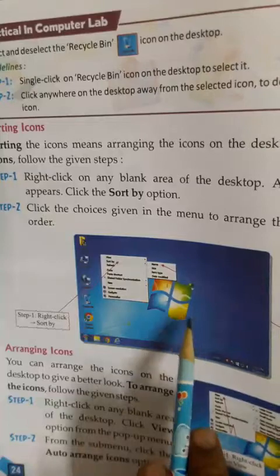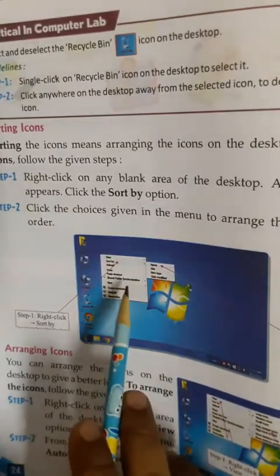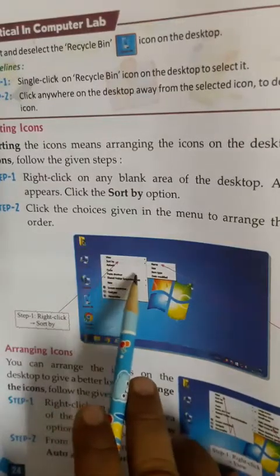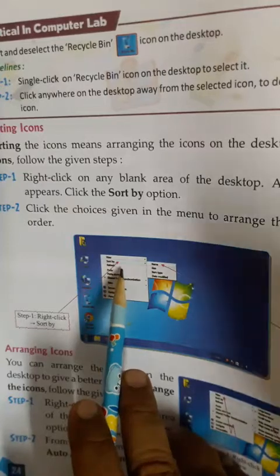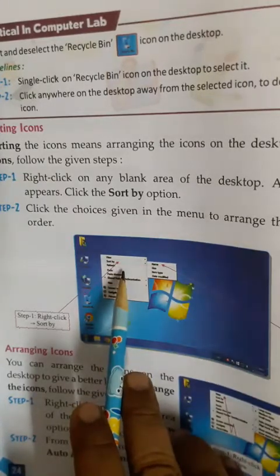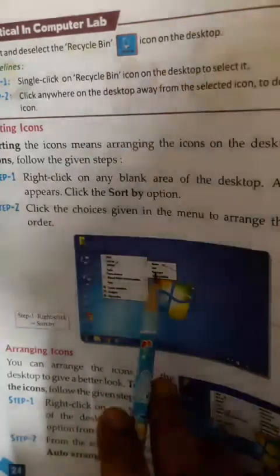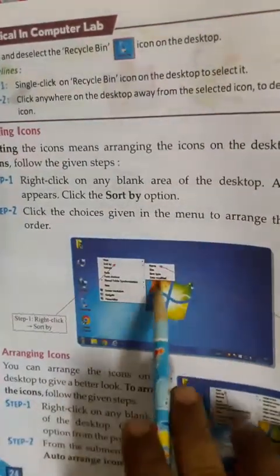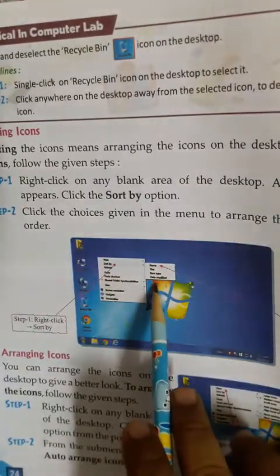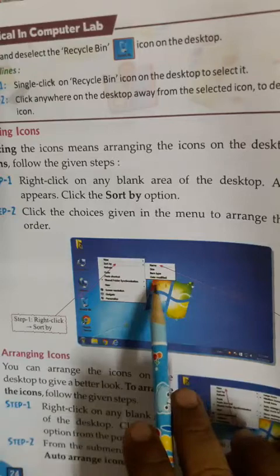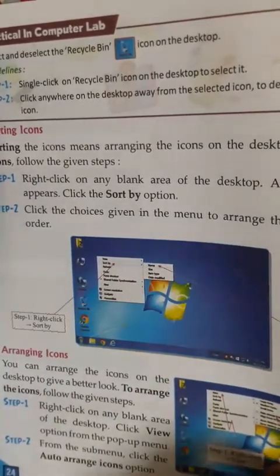So if you click on the blank area of the desktop, a menu will come up. So you have the sort by option. As you click over here on sort by, you will get the icons sorted by name. It can be sorted by name, date, and different options are there. I will show you that just now, and then you will be able to understand.